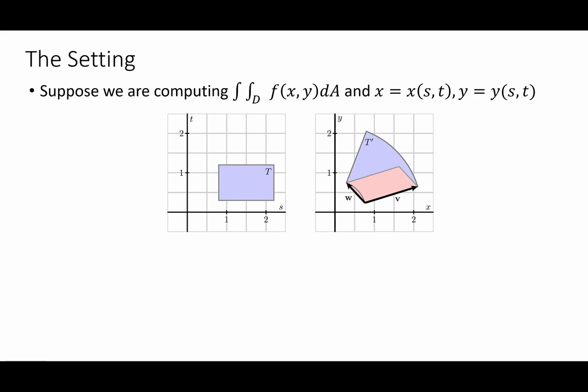So suppose we're computing a double integral and let x equal x of s,t, y equal y of s,t. So this is our change of variables right here. Now I know this is kind of arbitrary, but think about this as going from polar coordinates, for instance. Like we're letting x be r cosine of theta, y equal r sine of theta. So that's what we're doing here with these equations.